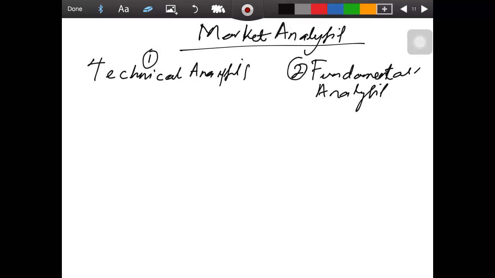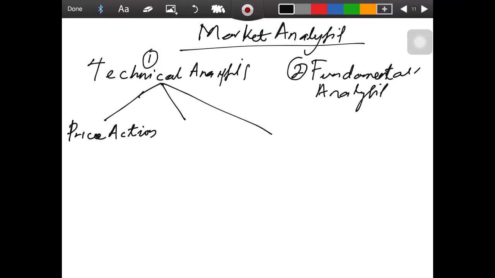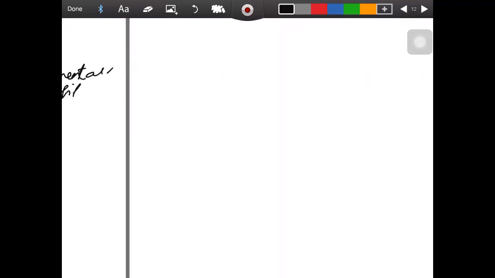First of all, let's look at price action. Let's look at it in terms of candlesticks charting: we have candlesticks, we have mathematical indicators, and we have chart patterns. So let me break it this way: 1, 2, 3. Okay, price action, and so this might not be right, so let's just use a different page and break that down well.